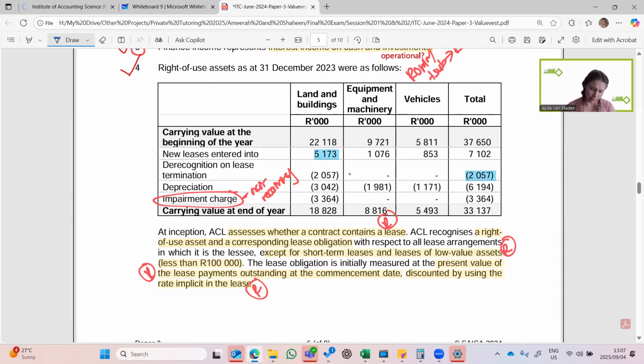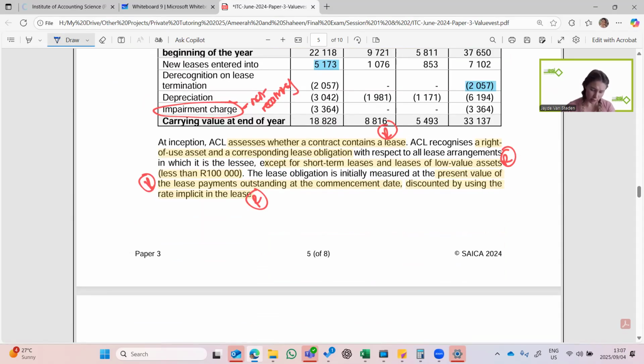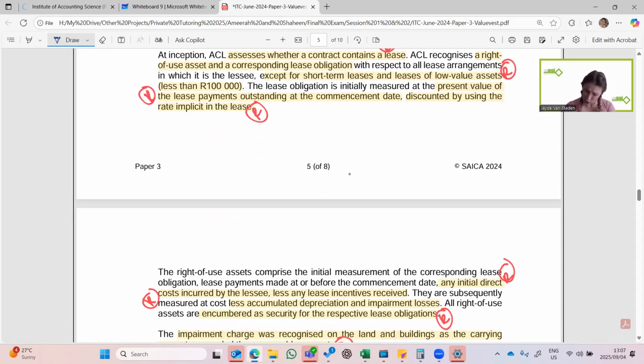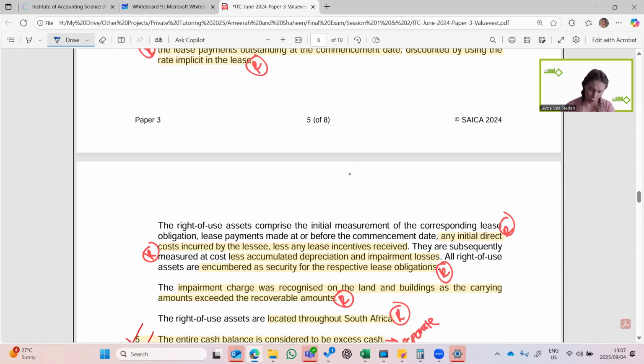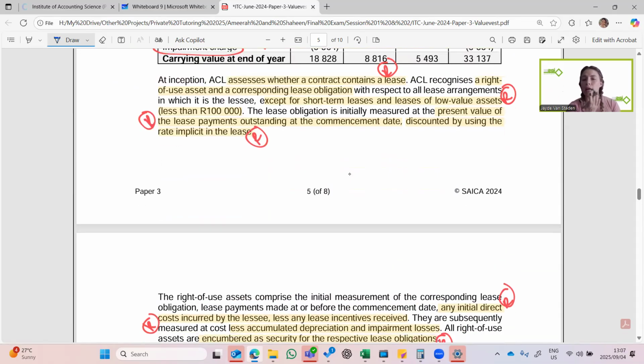Okay, they speak about present value of lease payments discounted using the rate implicit in the lease. Okay, initial direct costs. Well, what if those are capitalized incorrectly? Okay, we speak about impairment. Impairment is only on land and buildings. That's interesting. Right of use assets are located throughout South Africa. Okay, that's interesting. Now I'm finding all of the things that can go wrong.